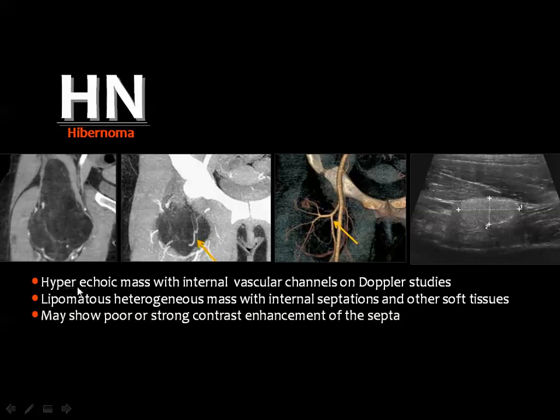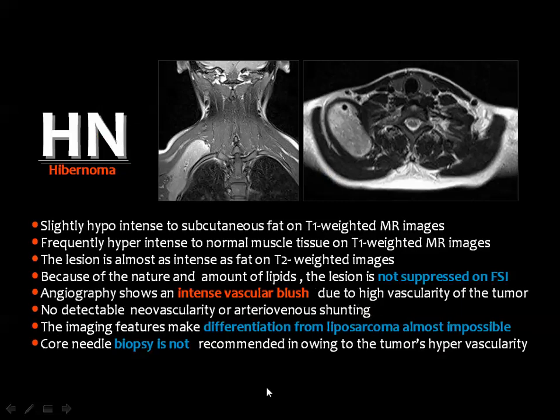The lesion is hyperechoic with internal vascular channels. About 40% of lipomas will appear hyperechoic. And lipoma will show some septations and other soft tissues. It's accepted also in the simple lipoma, and hibernoma may show poor or strong contrast enhancement, but lipoma does not show contrast enhancement. Then this is slightly hypointense to the subcutaneous fat on T1 weighted image. You know, the simple lipoma is almost of iso-intense signal to the subcutaneous fat.